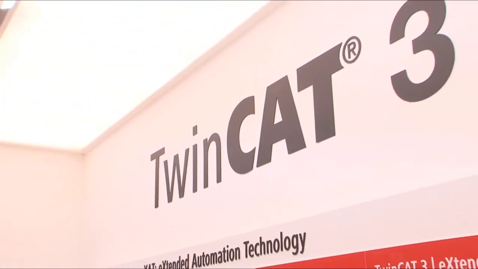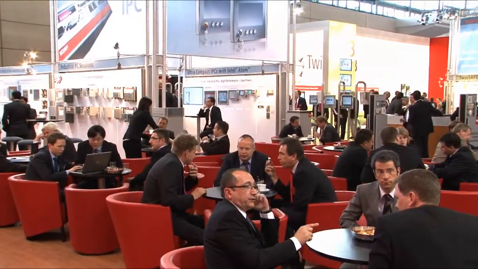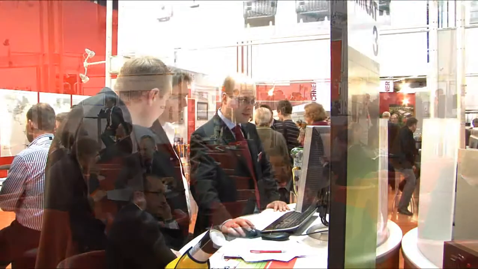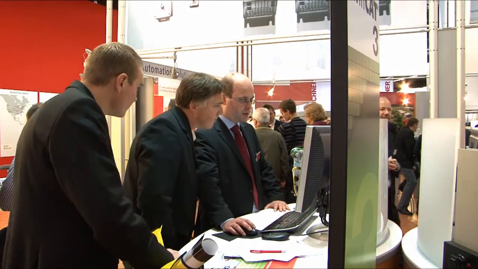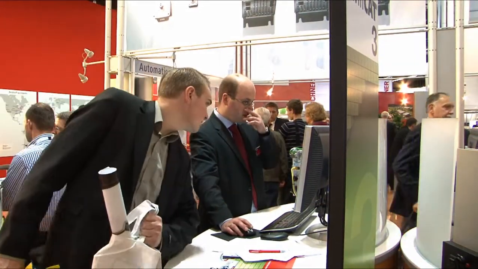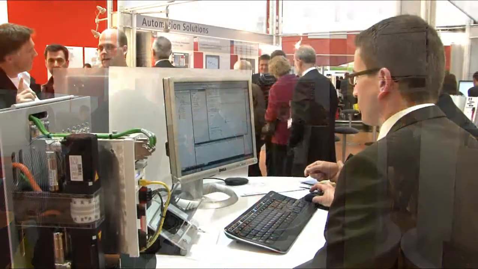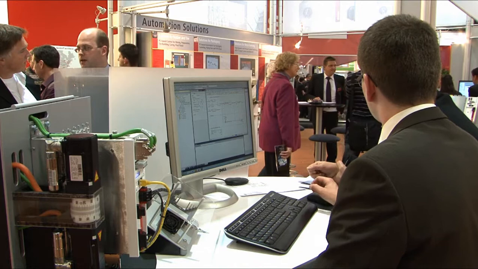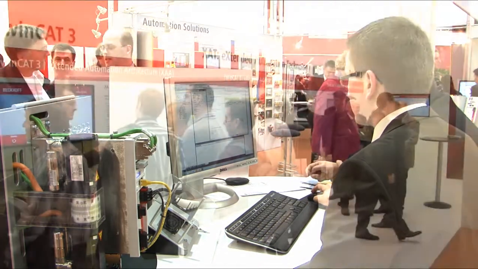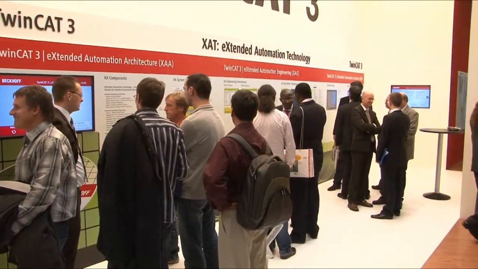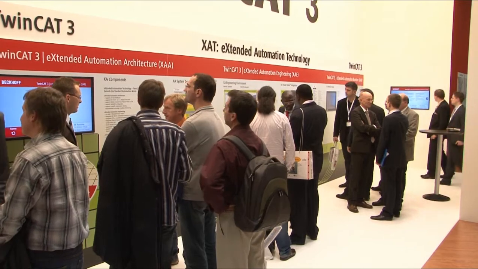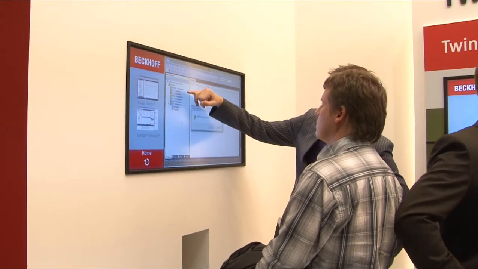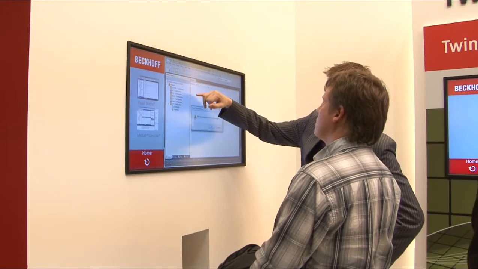TwinCAT automation software is the core of Beckhoff's PC-based control technology. TwinCAT connects industrial PC, I/O system and drive technology to form a powerful overall system. The existing TwinCAT architecture has proven itself countless times in the most diverse applications worldwide. Beckhoff presents the next generation of the automation suite in TwinCAT 3. TwinCAT 3 extends the standard automation world and sets new standards in automation.